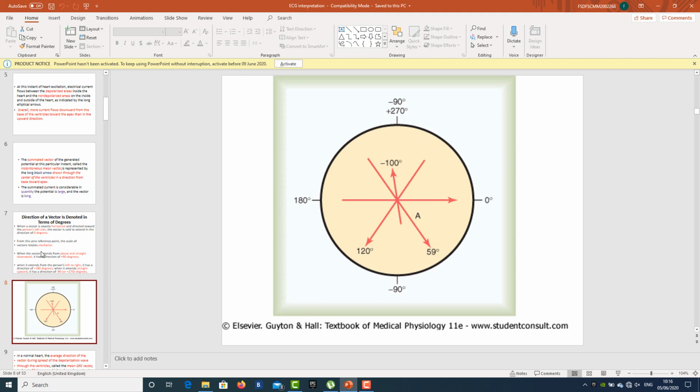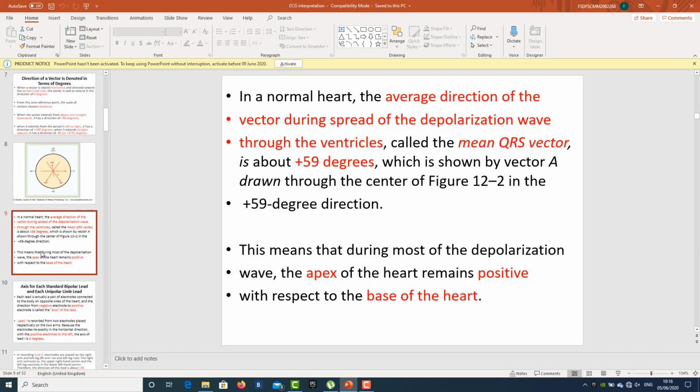And this is from your book, that is One and Only Guide. In a normal heart, the average direction of the vector during spread of the depolarization wave through the ventricles, called the mean QRS vector, is about plus 59 degrees, which is shown by vector A drawn through the center of the figure in the plus 59 degree direction. This means that during most of the depolarization wave, the apex of the heart remains positive with respect to the base of the heart.